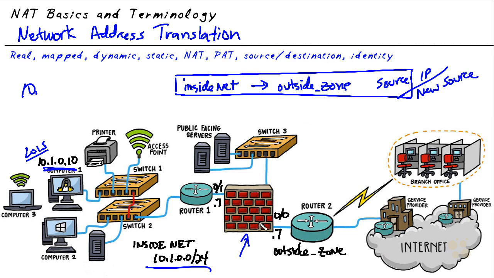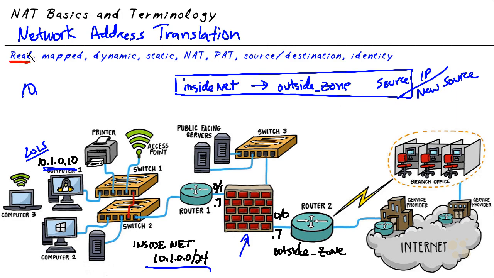Then after the translation of Lois's source address, as that packet reaches its destination and reply traffic comes back, the firewall who did the original natting is going to do the unnatting, or the untranslation, of that packet so that it can forward its way back to Lois. So let's talk about some terms here.